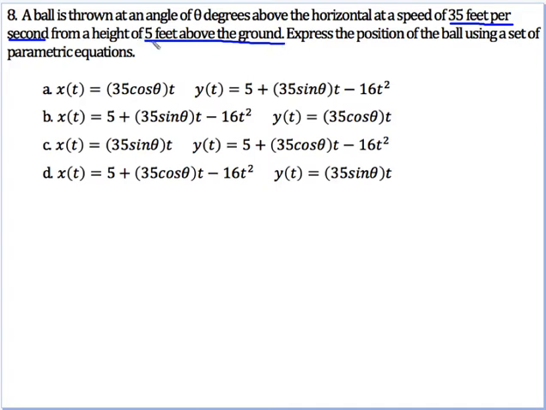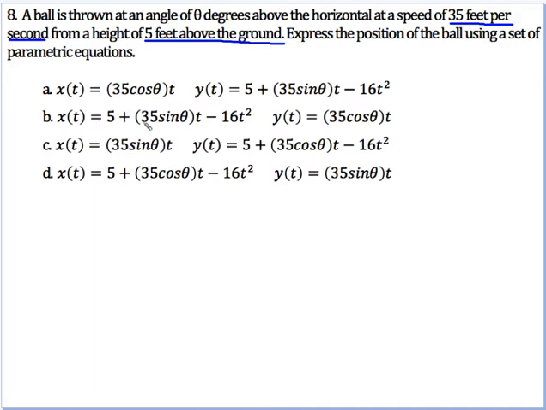So my initial height is 5 feet above the ground. Express the position of the ball using a set of parametric equations. All right, so first let's deal with our x formula. It should be x equals, our magnitude is 35, so 35 times cosine theta times t. So make sure your x has your cosine formula.